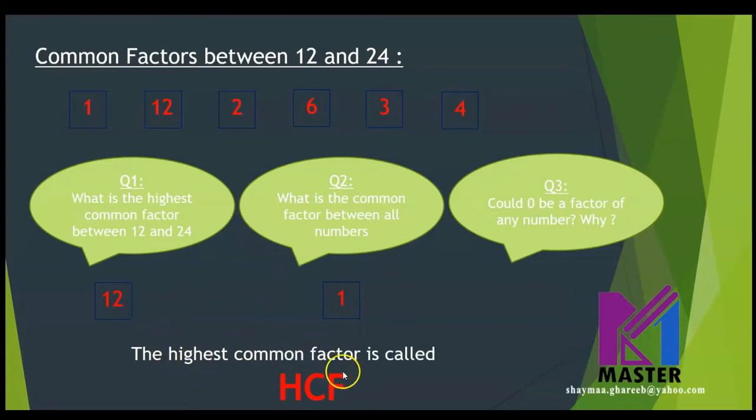The highest common factor is called HCF, for highest common factor. So we can say highest common factor or HCF. Is this clear now?